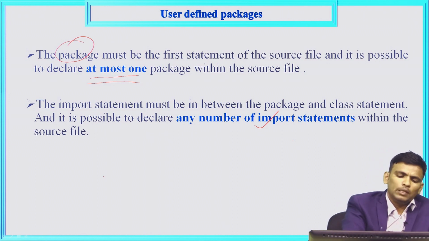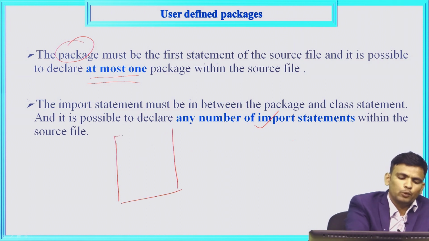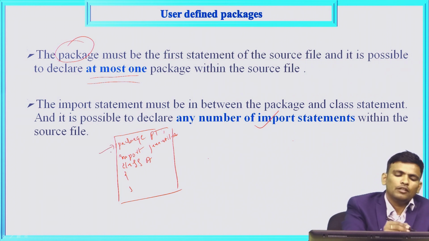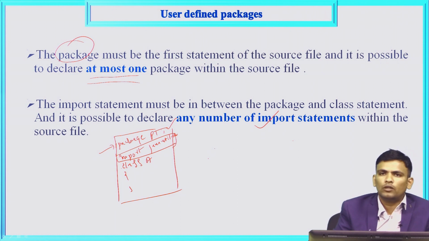So where do we use the import keyword? Suppose assume here I have a Java source file, okay. All these points I will explain programmatically. Suppose I am using the package keyword here, package p1. Next I want to use the import keyword, like import java.util.*, and next the class will begin. I assume I have a class. Now if you observe here, the package keyword must be the first statement, okay. Next, the import keyword must be right between the package and the class, okay.